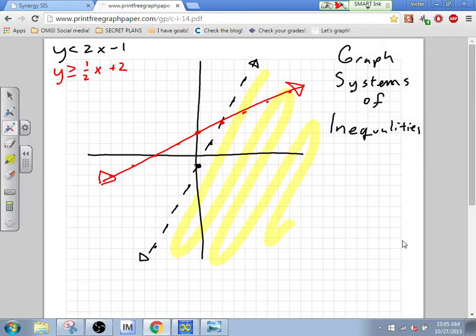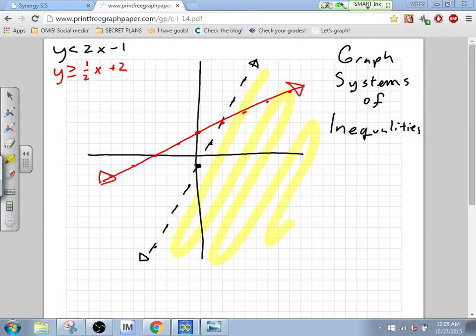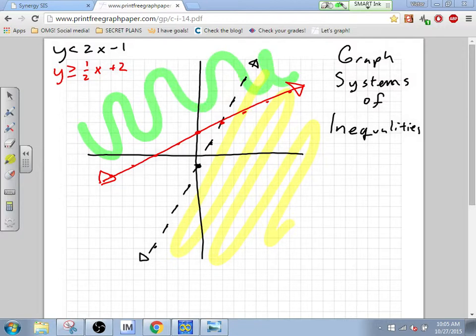I'm going to use my green ink. All right, and then this is y is greater than or equal to, so does that mean I go above or below? Above. Okay? So we've solved this system.